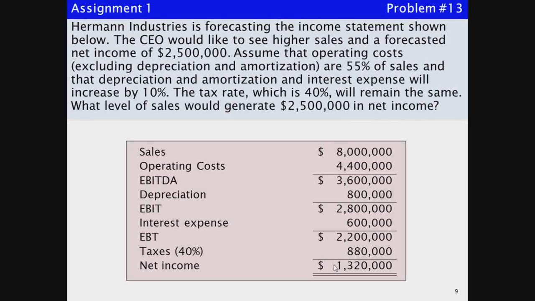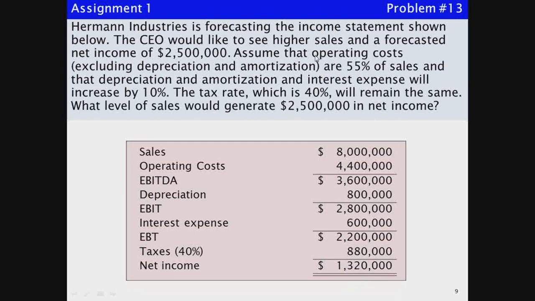13. We're going to return to one of the problems we did in part 1 and add a few little wrinkles to it. Herman Industries is forecasting the income statement shown below. The CEO would like to see higher sales and a forecasted net income of $2.5 million. While they have an income statement down here with net income of $1.32 million, the CEO is clearly under pressure, or just highly ambitious, and wants to grow net income to $2.5 million.